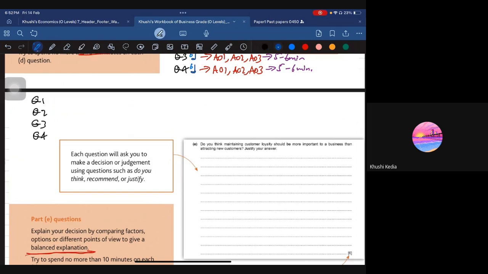And these are basically talking about part E. And how many marks do we have for this? Six, six, six, and six. And which assessment objectives are required here, Khushi? The knowledge, the analysis, and the evaluation. Yes, and you know what?